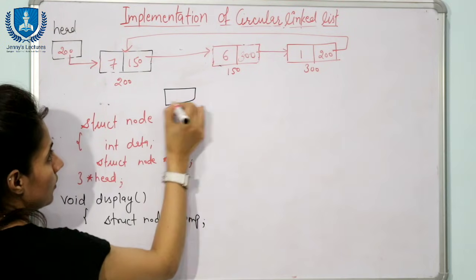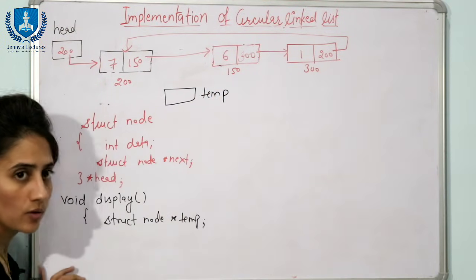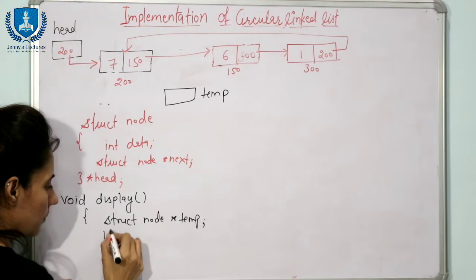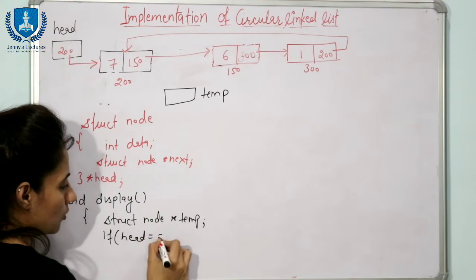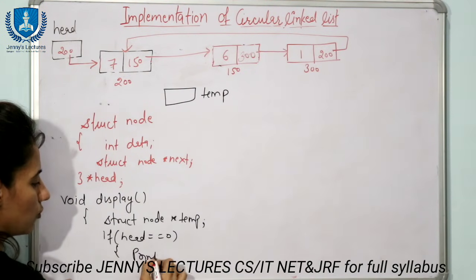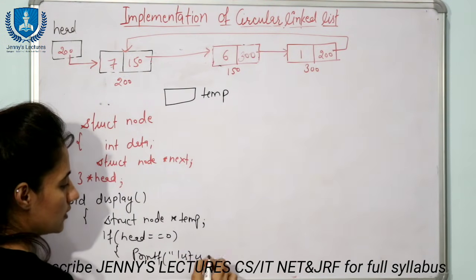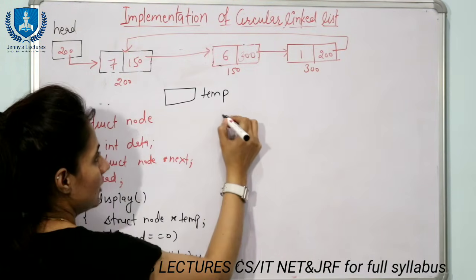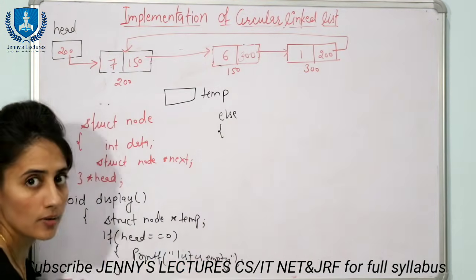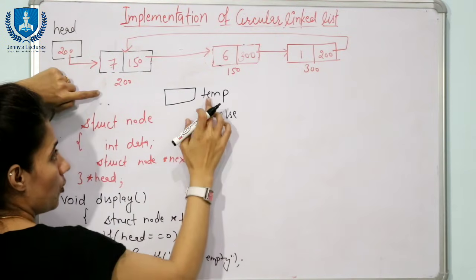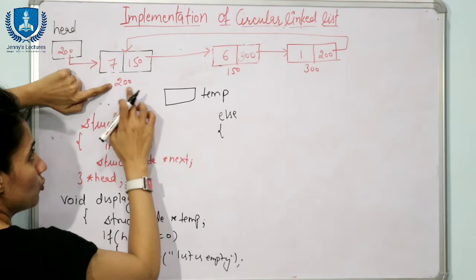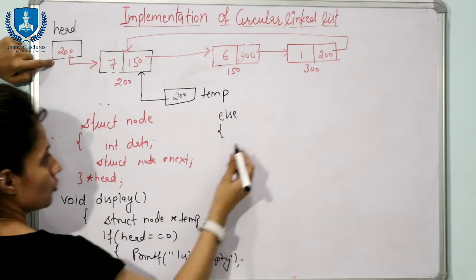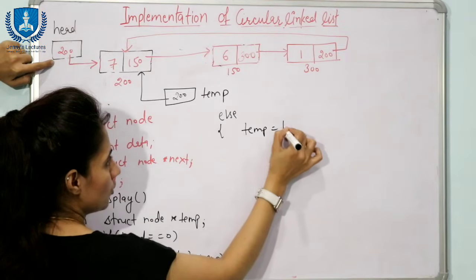Here suppose I have temp. First of all, we will check if head is equal to null, it means there is no node in the list. So here you can write what? Printf list is empty, right? Else, in the else part, what will you write? Now see, first of all we will point this temp to this node, that is, we are going to store 200 in this temp. Now from where can I get this 200? In head we have 200. So here I'll write temp is equal to head.